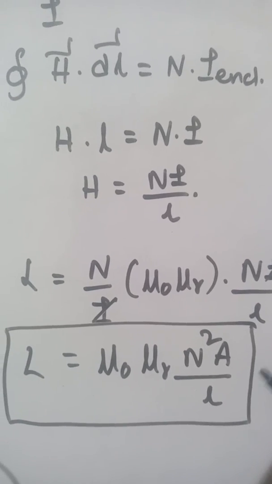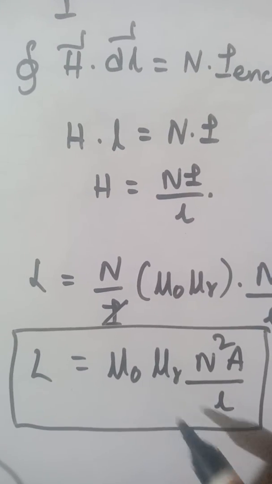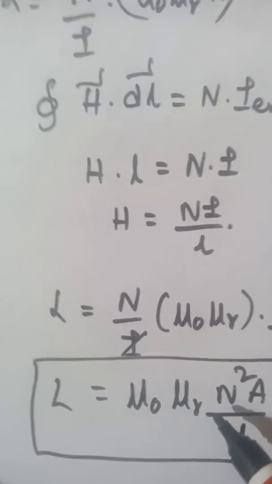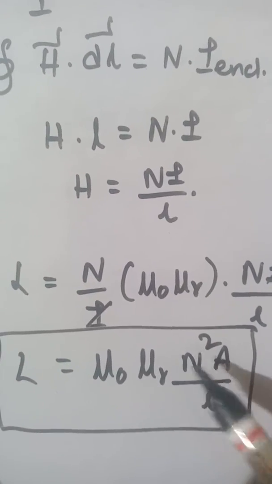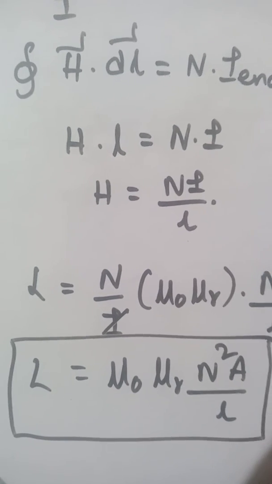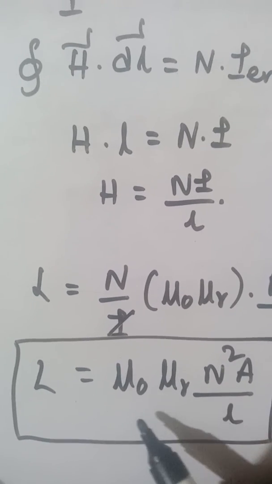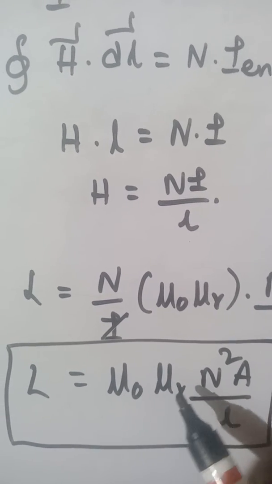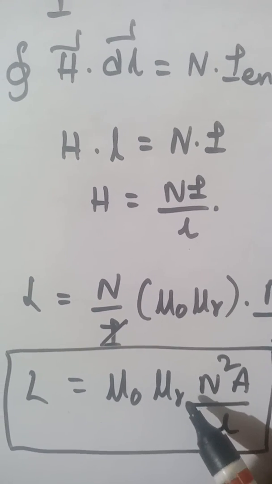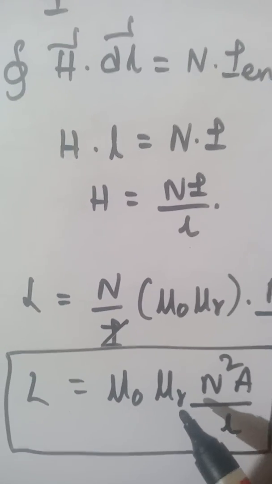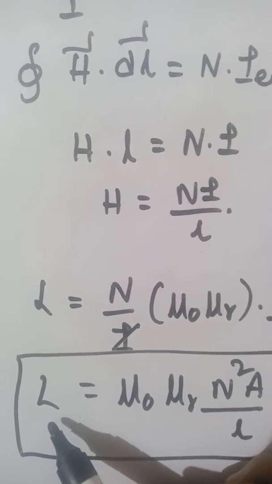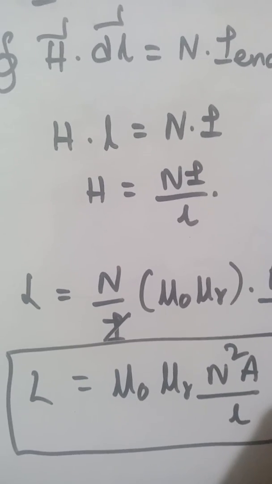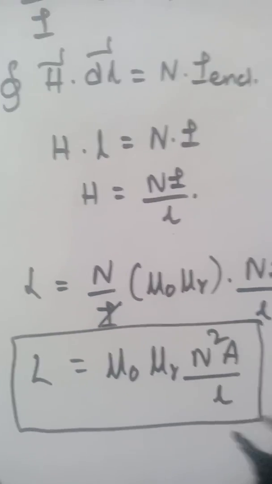One more important thing is, if you keep mu r constant, once the physical construction is done, the number of turns, cross section area and mean path length would always be constant, and mu naught is also a constant value. So mu r depends on the relative permeability. If you keep relative permeability constant, the inductance value would remain constant. And if inductance is constant, it will result in a linear BH curve.